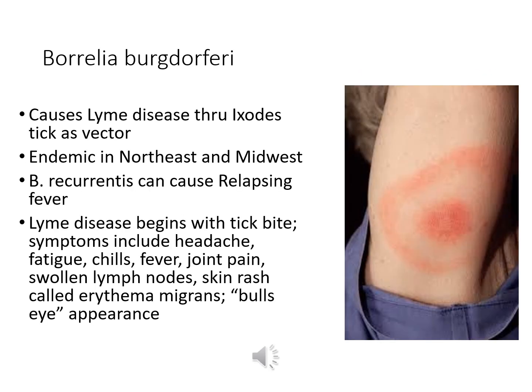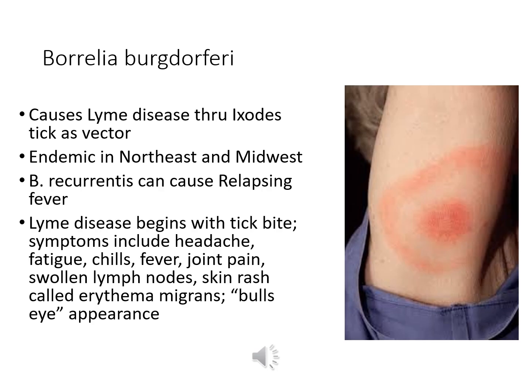And then we move to Borrelia burgdorferi, which causes Lyme disease through a tick as the vector. This is endemic in areas of the United States in the Northeast and the Midwest. Borrelia recurrentis causes relapsing fever.